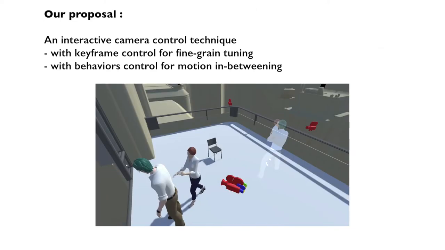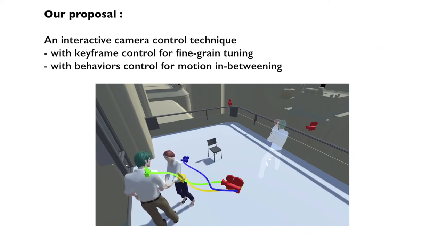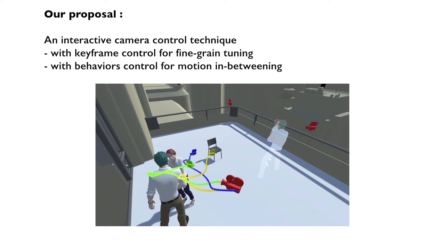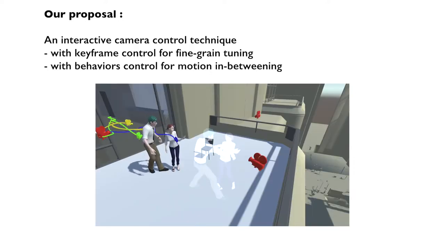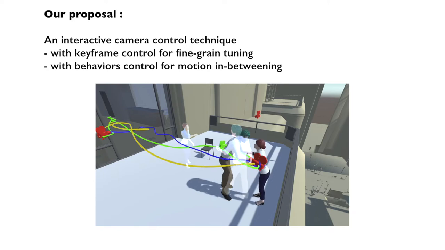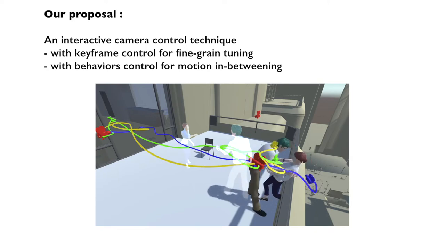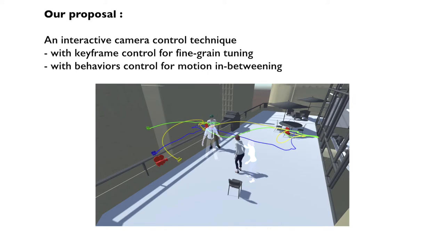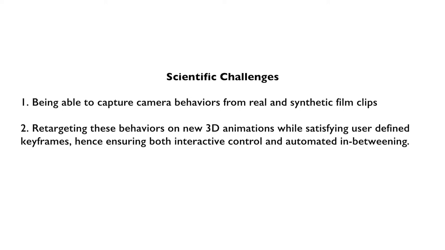unexpected results. In this paper, we propose a camera motion in-betweening solution in which we bring back low-level precise keyframe control, while offering a high-level control on camera behaviors, thus achieving an effective balance between computer automation and user control. The underlying scientific challenges consist in first being able to capture camera behaviors from real and synthetic film clips, and second, retargeting these behaviors on new 3D animations while satisfying user-defined keyframes, hence ensuring both interactive control and automated in-betweening.